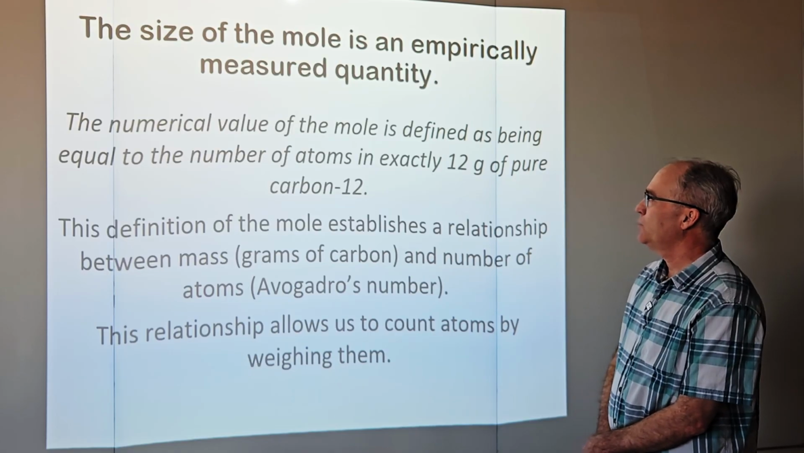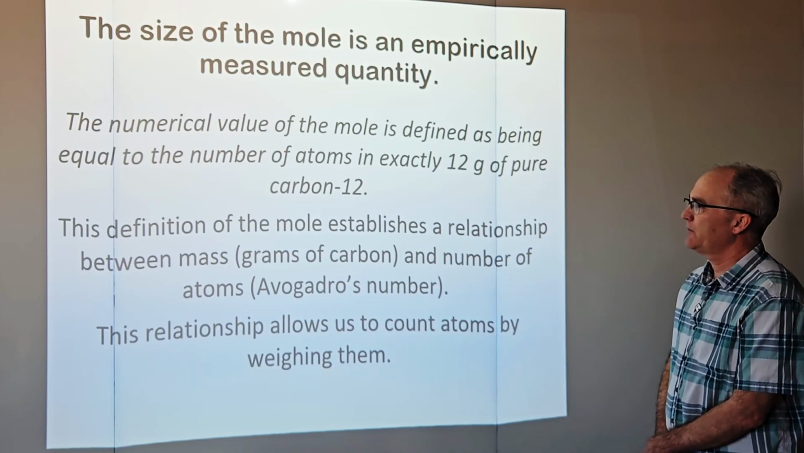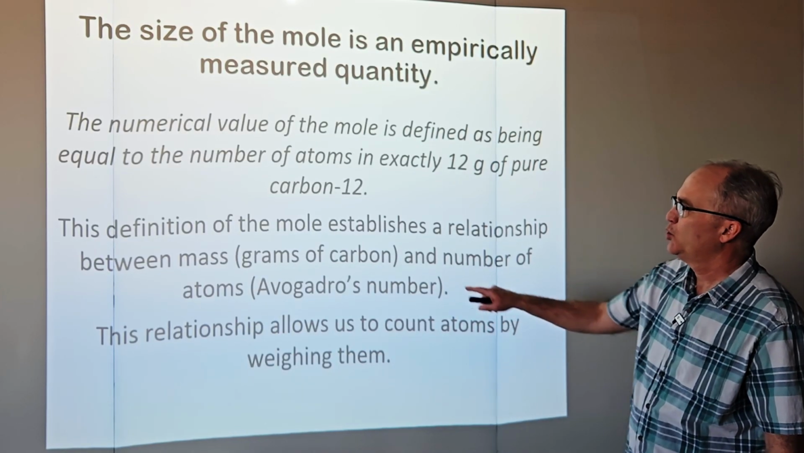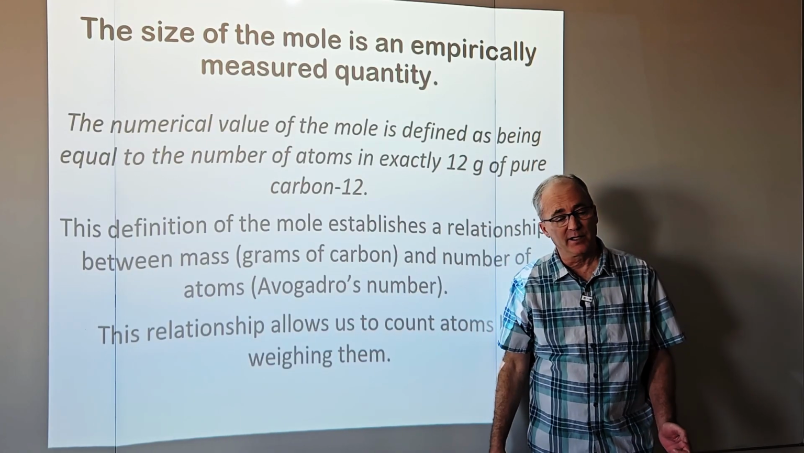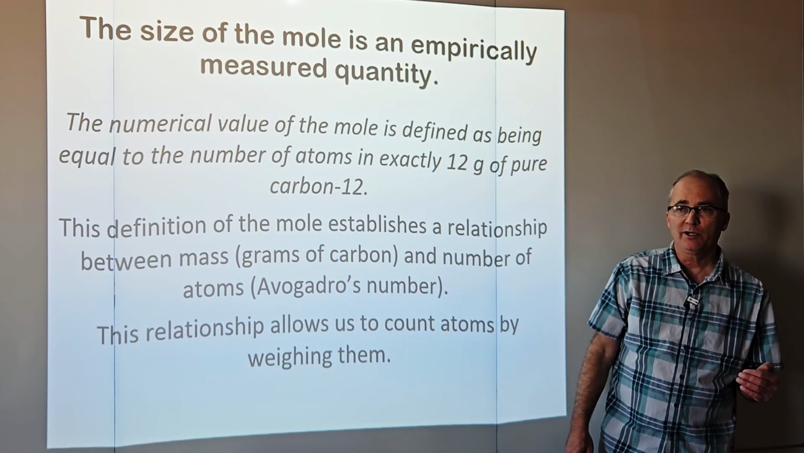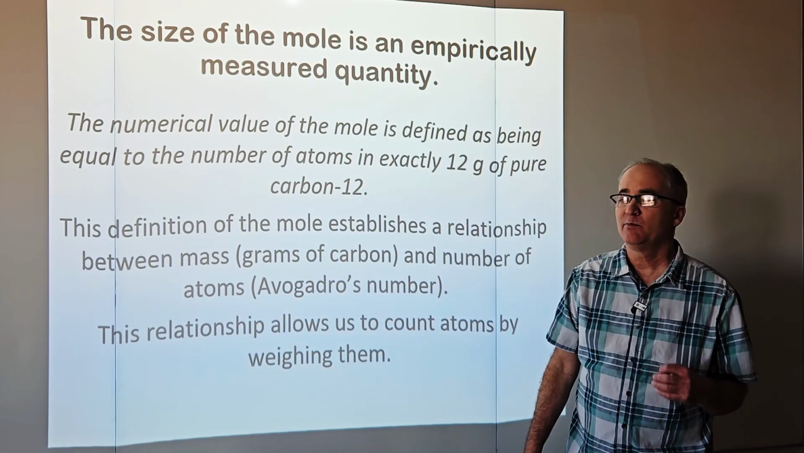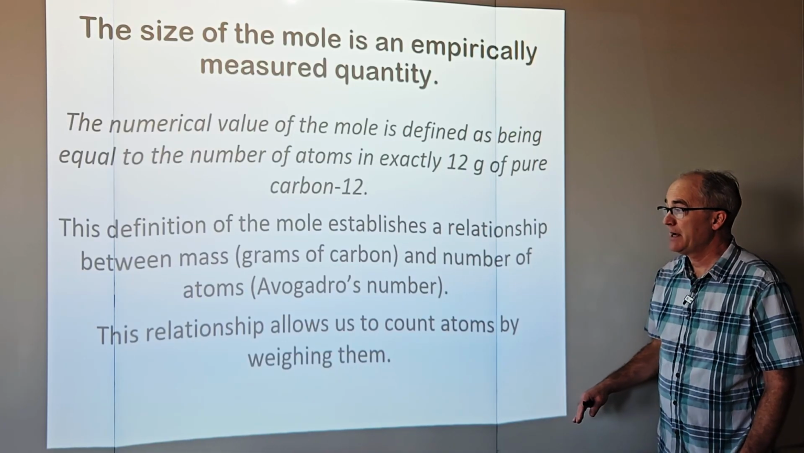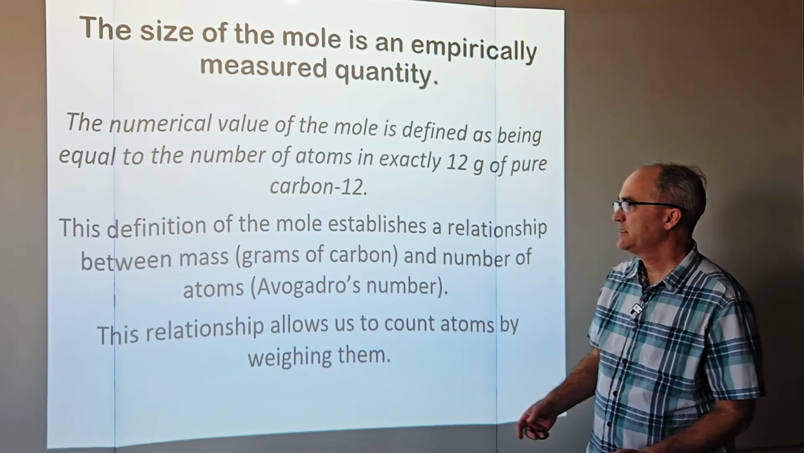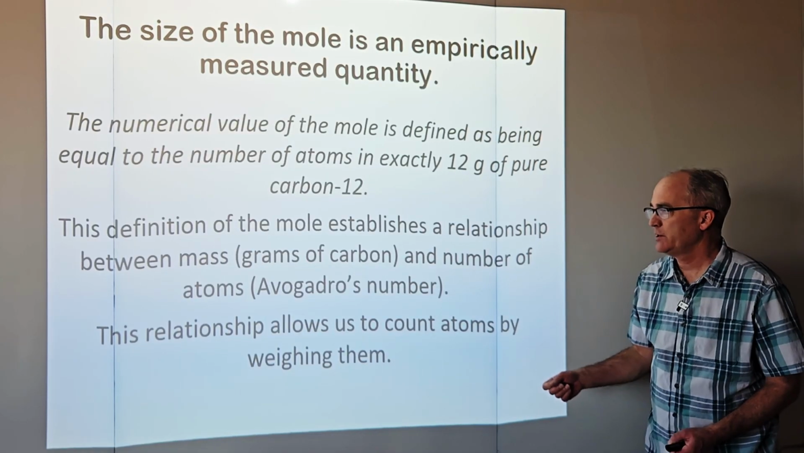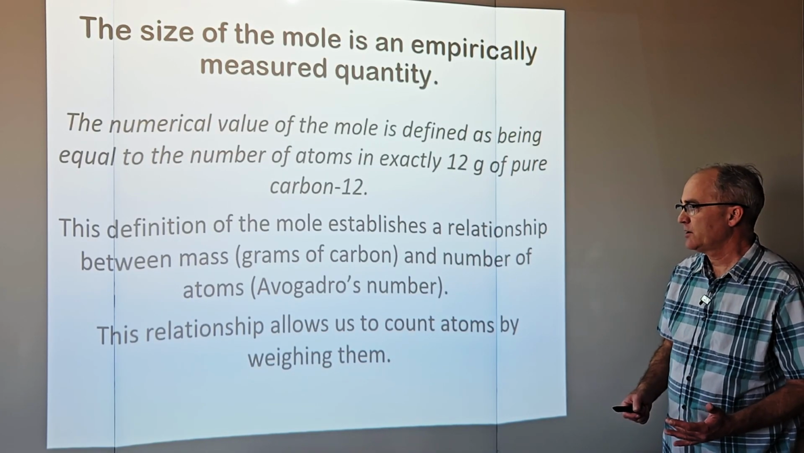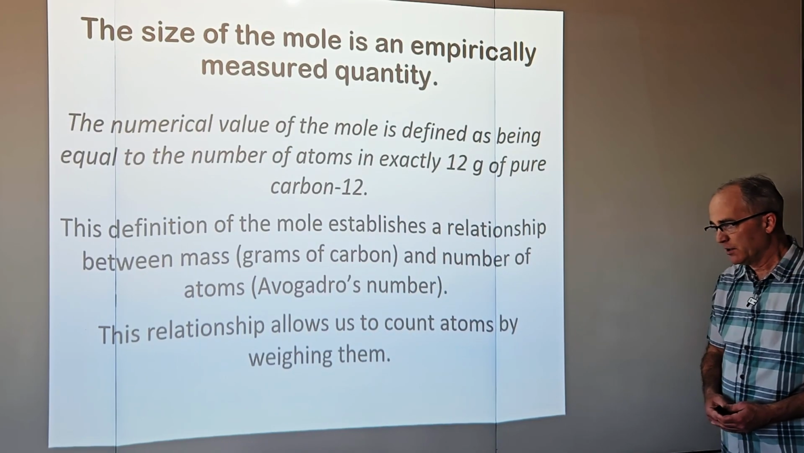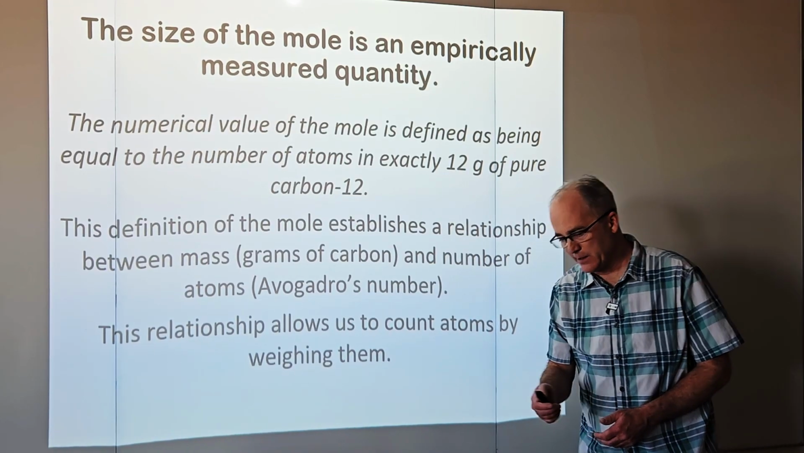The numerical value of the mole is defined as being equal to the number of atoms in exactly 12 grams of pure carbon 12. Or I might have said earlier that 1 atom of carbon 12 weighs exactly 12 AMUs, atomic mass units. And we can move from atomic mass units to grams pretty easily. This definition establishes a relationship between mass in grams of carbon and the number of atoms, Avogadro's number. And this relationship allows us to count atoms by weighing them.